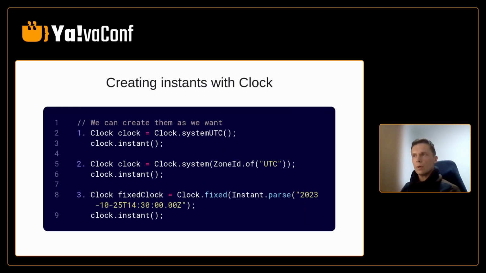And if you would like to use clock, obviously we need to create a clock somehow. So we have factory methods for creating those clocks. In the first line over here, we have a clock.instant, which is system UTC. We can as well create clocks with other time zones, or we can create a fixed clock, which will always return us exactly the same date and time, or instant, if you will.